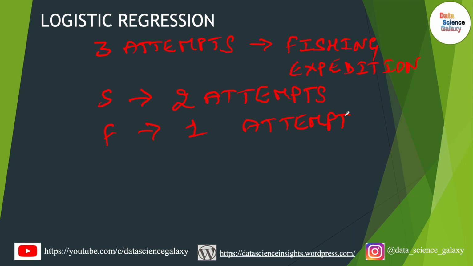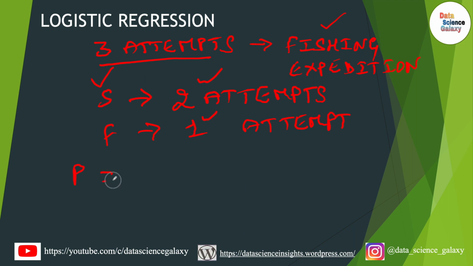Okay, let me clarify this. You have gone on a fishing expedition on a certain day and made 3 attempts to catch the fish. In 2 of the attempts you are successful, and in a lone attempt you have failed to catch the fish. So what do you think is the probability?